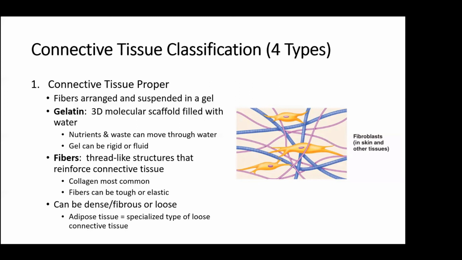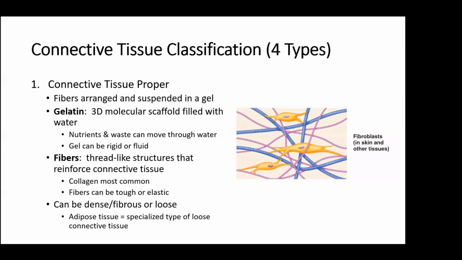The gel can be rigid or fluid. It contains a lot of water, but that doesn't mean you could pour it out onto the floor. The fibers moving through basically act like threads. Collagen is the most common one. You've probably heard of collagen, something people talk about in their daily lives when we think about things like skin elasticity. So collagen fibers are basically reinforcing connective tissue. Those fibers can be tough, or they can be elastic. So they can resist compression, or they can be kind of stretchy.